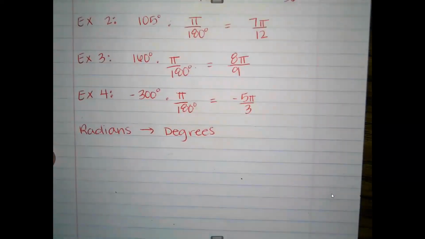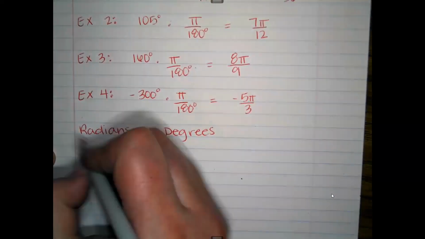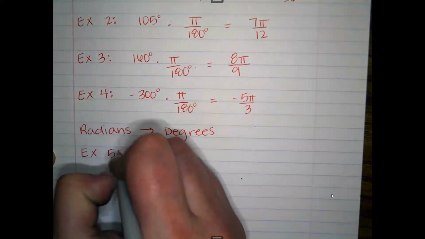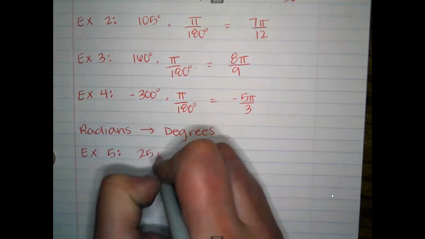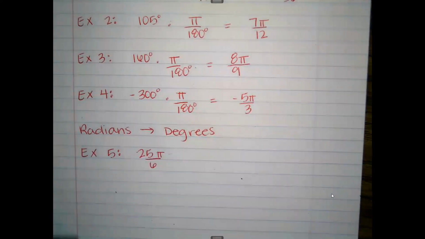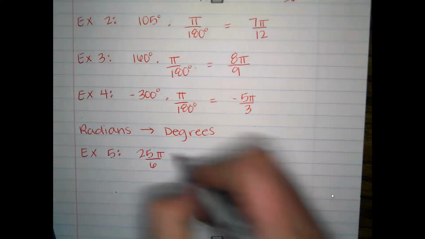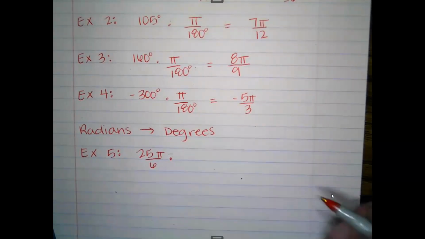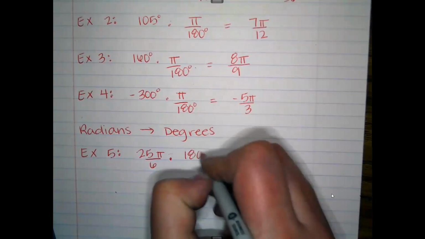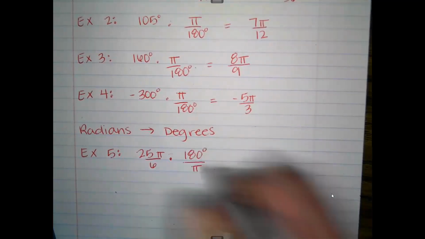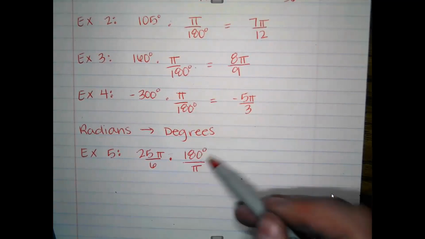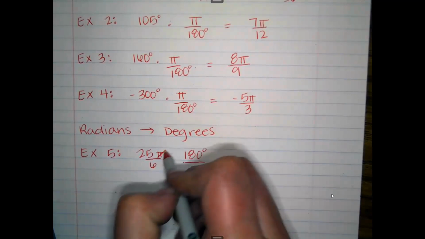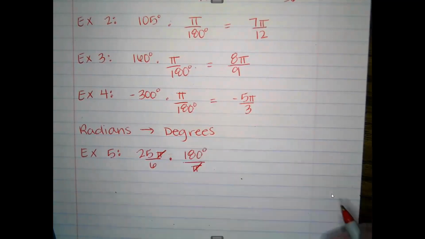So let's start with, let's say we had 25 pi over 6. Then we would want to get rid of the pi because the pi is from the radians. So the fraction that I would use this time is, I would say, 180 degrees and 1 pi. This is the conversion rate. And so I'm going to take the pi's, I'm going to cancel those out. I don't even have to type those into my calculator.